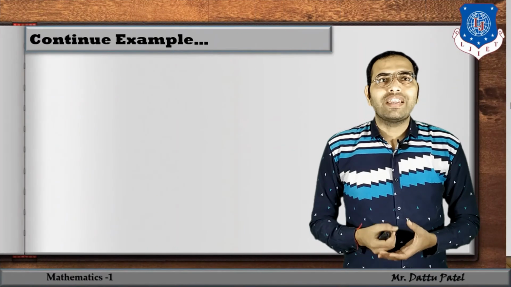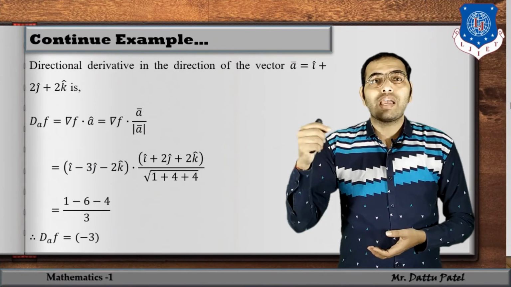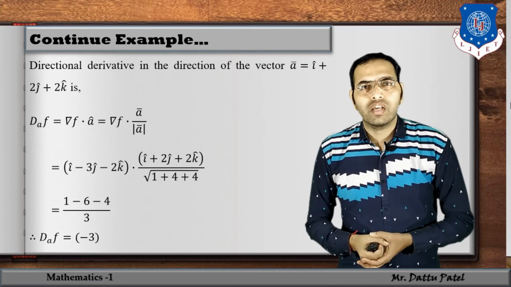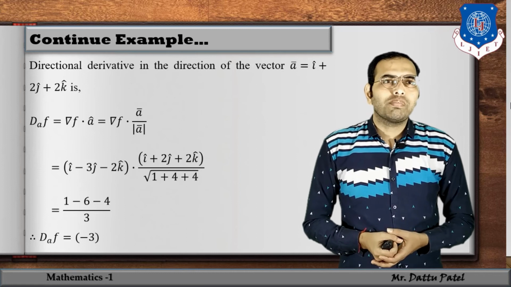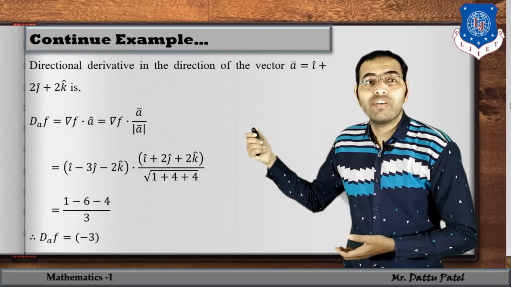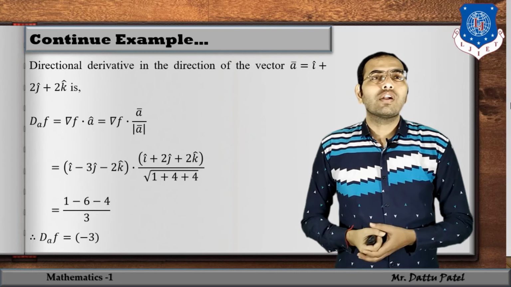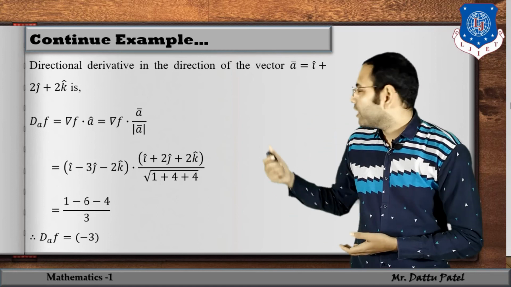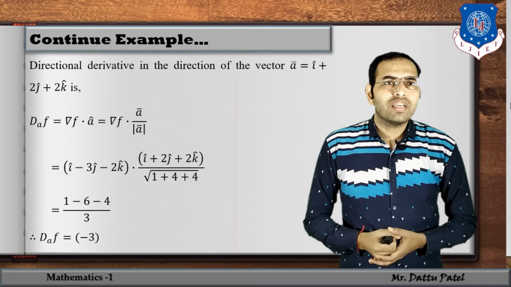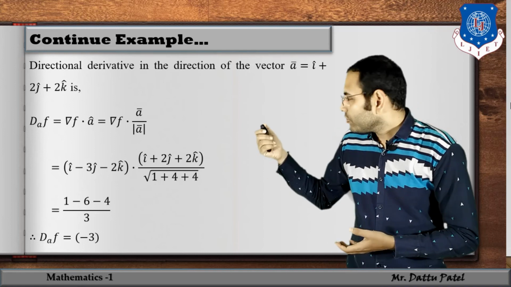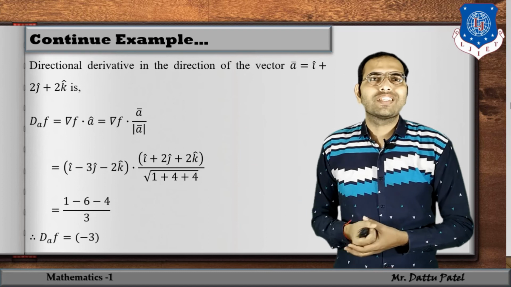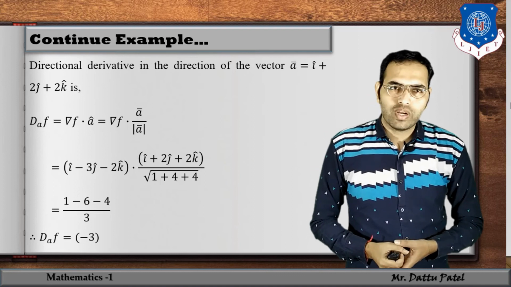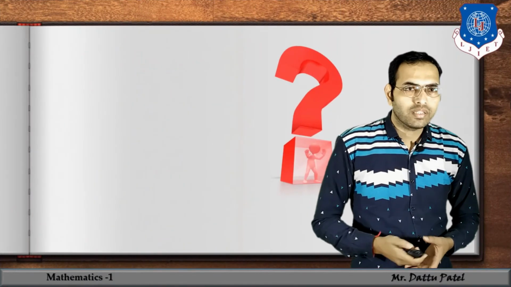Now let's see finding the unit vector. The unit vector a cap equals a bar upon mod of a bar, and the directional derivative is in the direction of the vector a bar equals i plus 2j plus 2k. Then the directional derivative D a of f equals nabla f dot a cap, equals nabla f dot a bar upon mod of a bar. Here nabla f, that is i minus 3j minus 2k, dot i plus 2j plus 2k upon square root of 1 plus 4 plus 4. Simplifying that term, 1 minus 6 minus 4 divided by 3, that is minus 3.